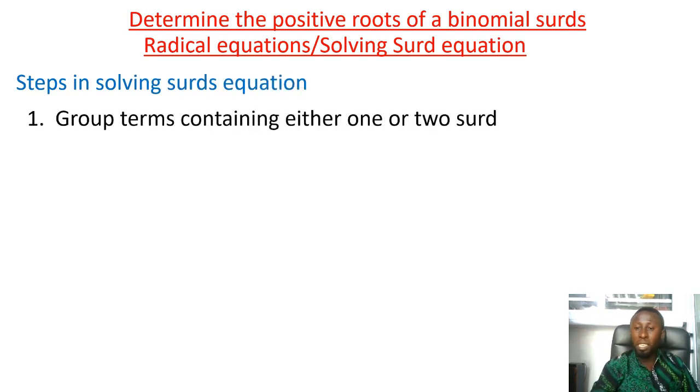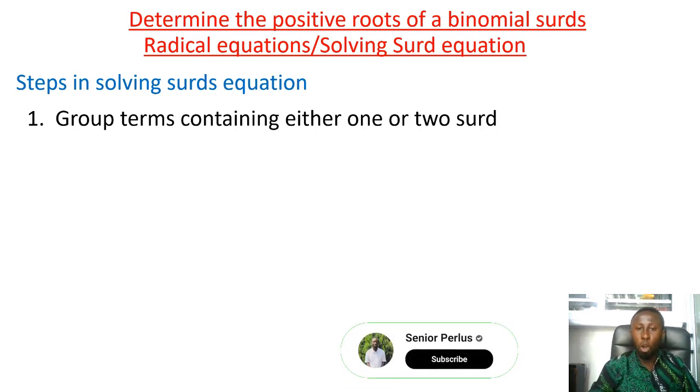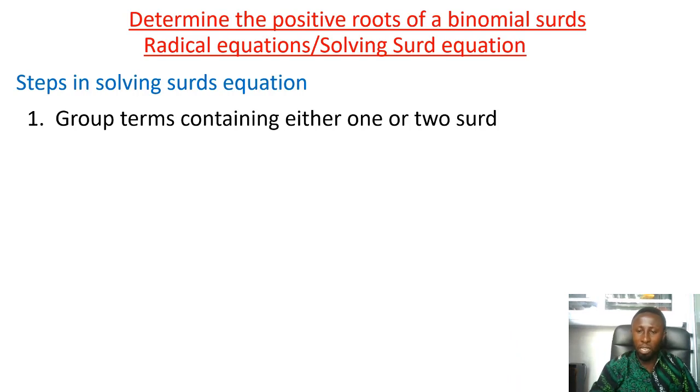The first step in solving said equation is to group the terms containing either one or two square roots. So we can group terms containing two square roots, maybe root 2 plus root 2. Or we can group terms where one is not a square root and the other is. That's up to you. It's you who decides what to do.